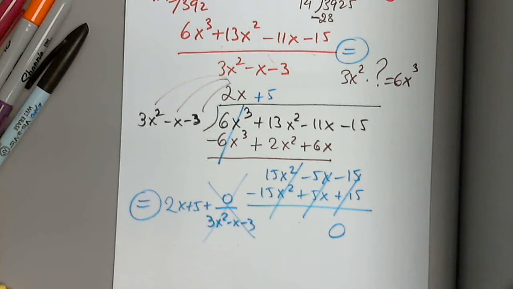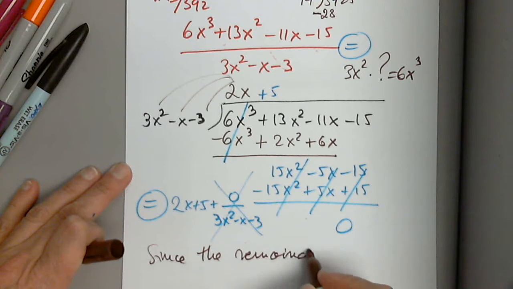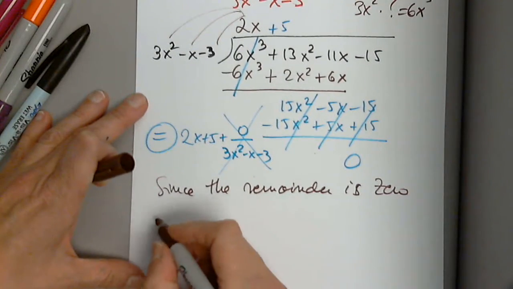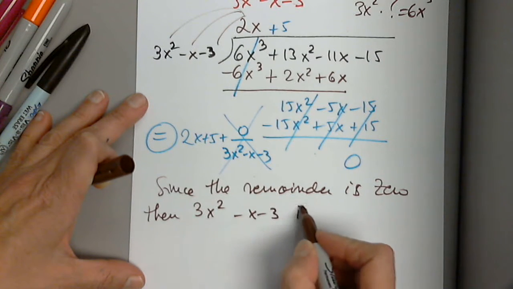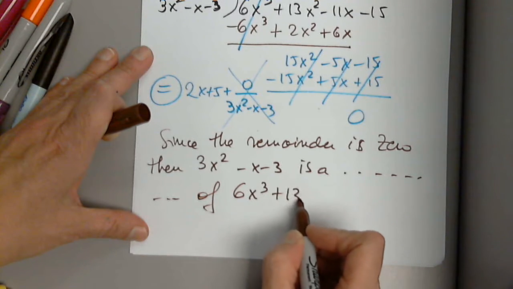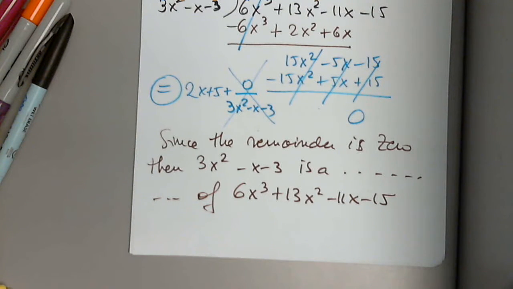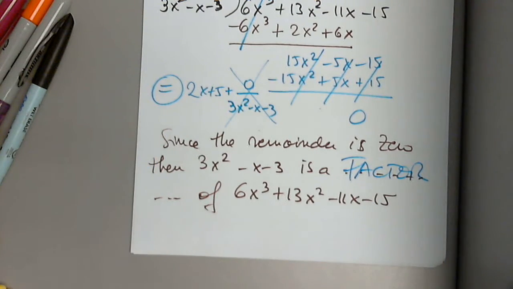So now, since the remainder is 0, what can I say about 3x squared minus x minus 3? It is a factor of 6x cubed plus 13x squared minus 11x minus 15. Thank you very much. Thank you, William. Because the remainder is 0, that's why the denominator is a factor of the numerator.